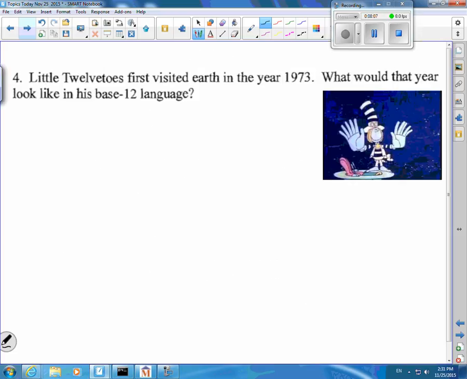Lastly, what if we have a base bigger than 10? We watched a cartoon about little 12 toes. He also has 12 fingers, so he wouldn't count by 10s, he'd count by 12s. Now, we need to agree on what our actual symbol is going to be for the numbers 10 and 11. If you watch the cartoon, I think it was Ek and Do. Do looks kind of like a weird X.